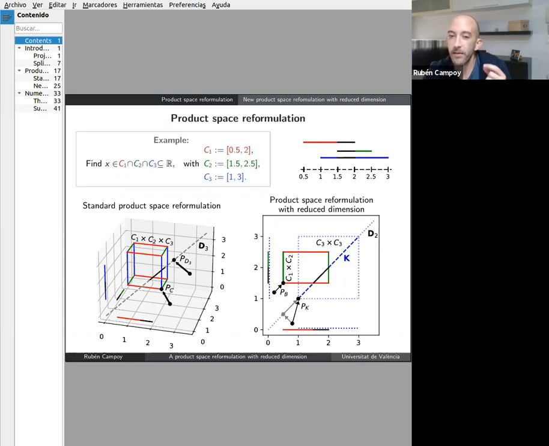The key fact here that makes this composition to be the projection onto K is that when we first project onto the diagonal, so once we are in the diagonal and we project onto C3 times C3, we remain on the diagonal. So this is what makes the composition to be the projection onto the intersection.